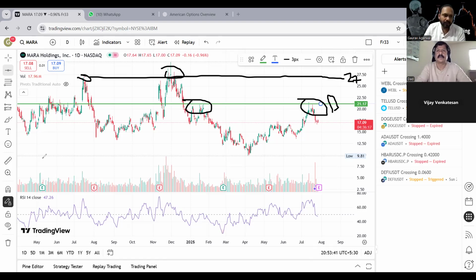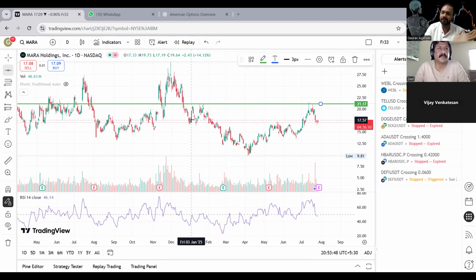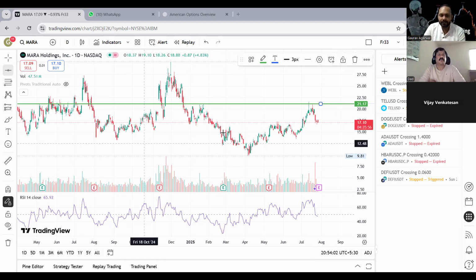So like this, you can minimize the chart and you can see the previous highs and previous lows also. If you zoom in like this, you will be able to see the chart of mostly 1 year or more than 1 year. How far back should we go, like 6 months, 1 year?